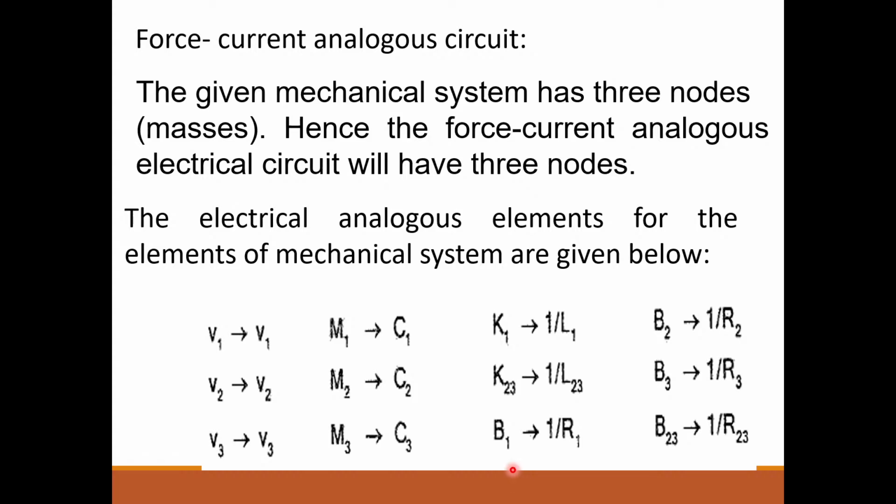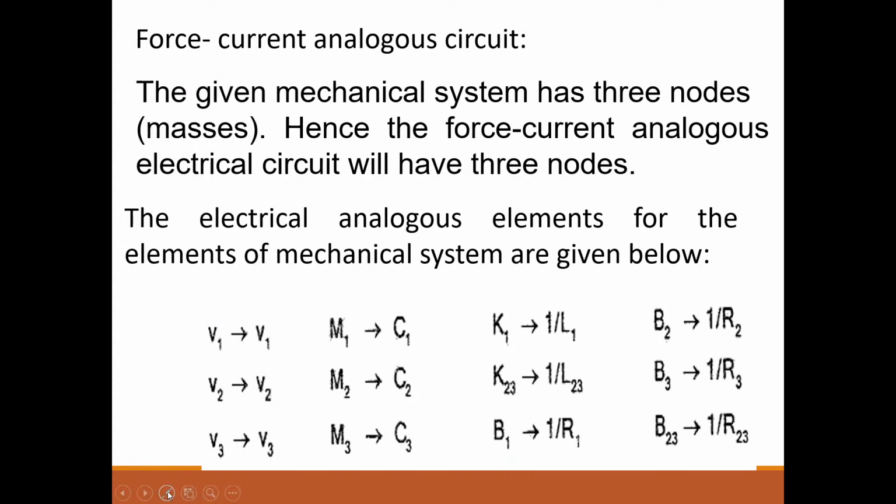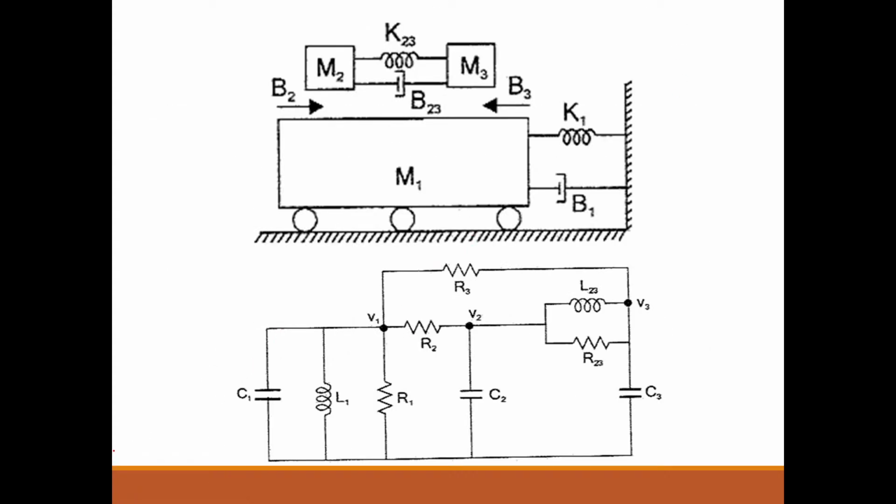Okay, so now let us design the circuit. Let us consider the mechanical system. No need to draw the mechanical system. I have copied the mechanical system in order to explain you how to draw the electrical system. So, how many masses are there in the mechanical system? M1, M2, M3. So, I have considered three masses means three nodes will be there. Node 1, node 2, node 3. Okay. Node 1, node 2, node 3. Three nodes will be there.